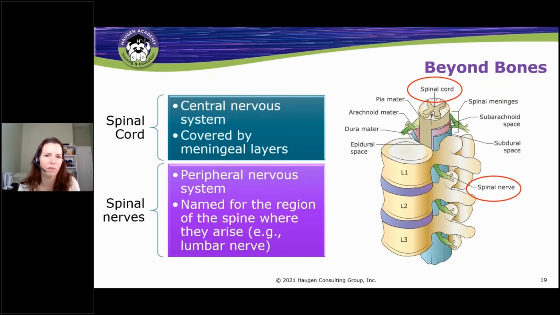So now we have covered most of the bony anatomy that you need to know associated with the spine. There's another really important part of the spine, which is the nervous system part. Beyond the bones, we have the spinal cord, which is the central nervous system. You can see that spinal cord goes right through those vertebral bones where it's nice and safe and protected. The spinal cord is covered by meningeal layers. And then we have the spinal nerves that protrude out off of them. They are part of the peripheral nervous system, and they are named for the region of the spine where they arise. For example, the lumbar nerve.